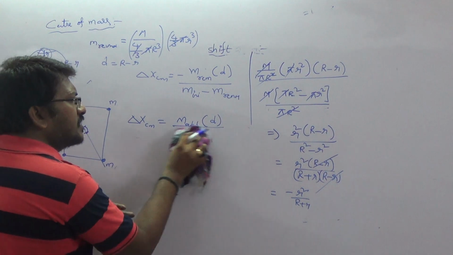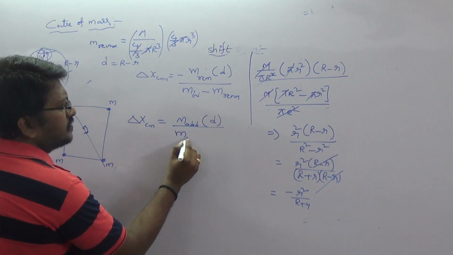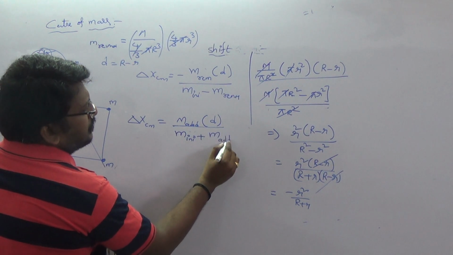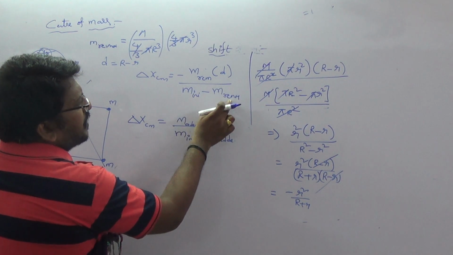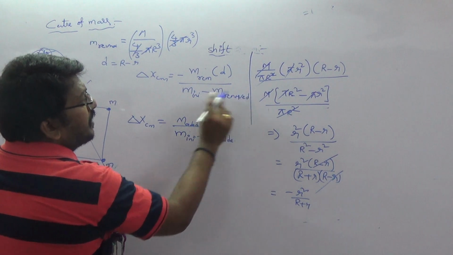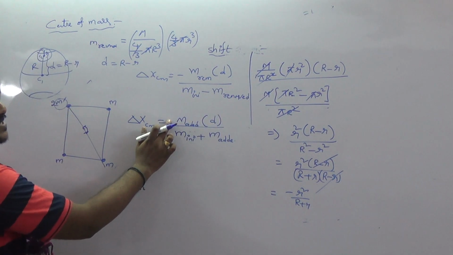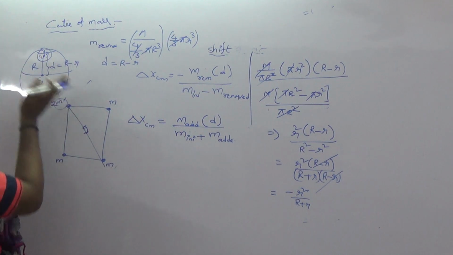Here you can also write it as the initial mass plus the added mass, as you wish. Here it is the initial mass minus the removed mass, nothing but the remaining mass. Here it is the total mass, that is the difference. Here there is no minus sign, because the center of mass shifts towards the heavy mass.